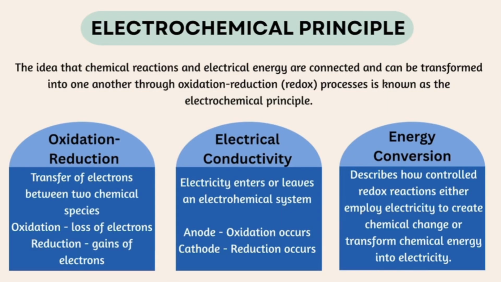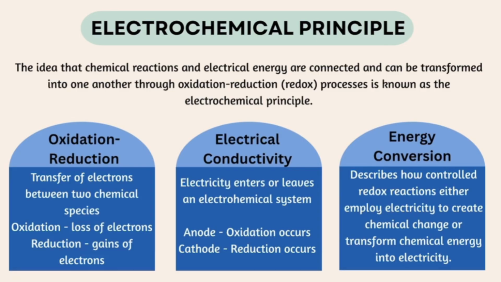Electrochemical principle. So what is electrochemical? Electrochemical is the idea that chemical reactions and electrical energy are connected and can be transformed into one another through redox processes. There are three principles of electrochemical. First, we have oxidation reduction. It is the transfer of electrons between two chemical species, and we know that oxidation is the loss of electrons and reduction is the gain of electrons.